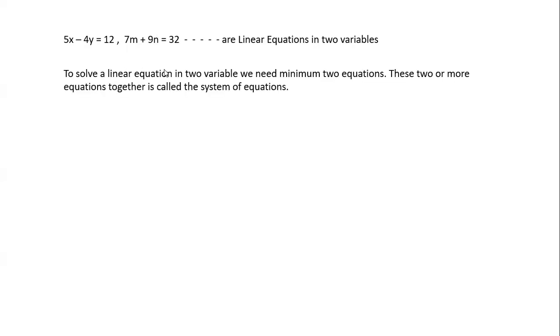So to solve linear equations in two variables, we need a minimum of two equations. Because there are two variables, if you have to find the value of both variables, one equation cannot suffice. If you try to express one variable, it will be in terms of the other. Therefore, a minimum of two equations are required. And these two or more equations together are called a system of equations.